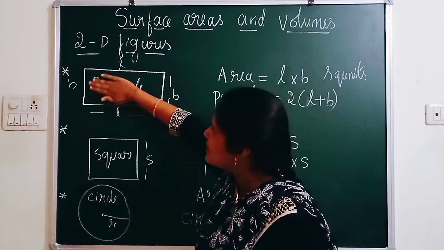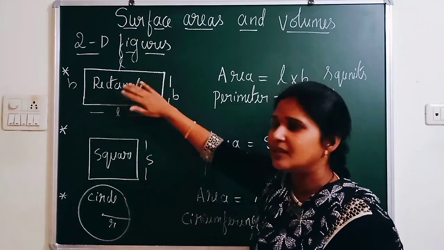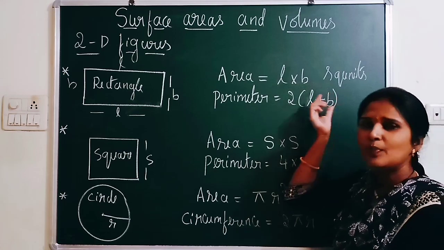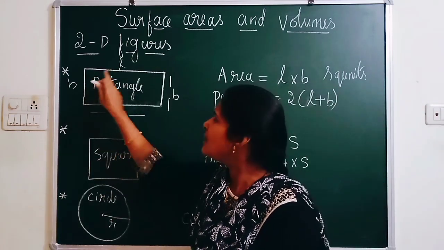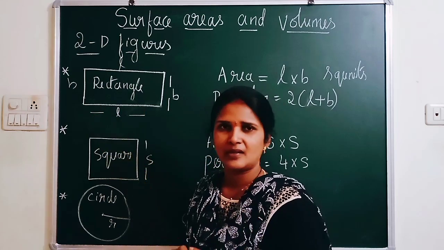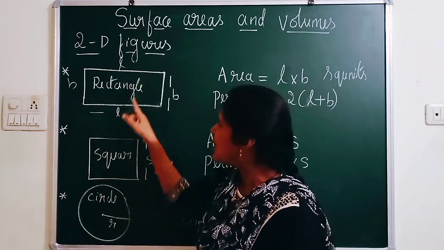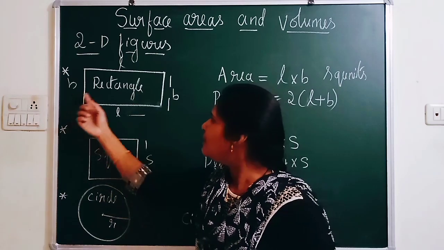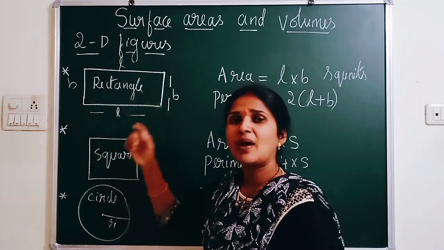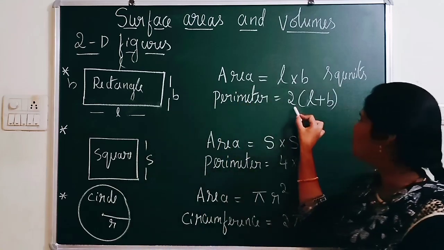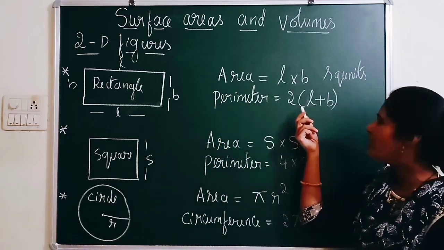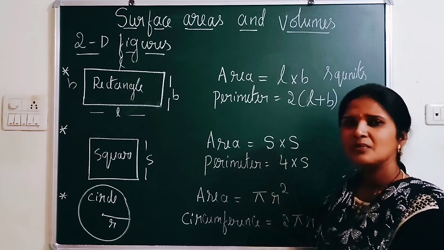Area means the space inside the rectangle, that is length into breadth. Perimeter means the boundary of the rectangle. You can see in the boundary there are four sides. So L plus L, there are two L's, B plus B, there are two B's. When you add, we get 2L plus 2B. And when you take 2 common, you get perimeter of rectangle is 2 into (L plus B).